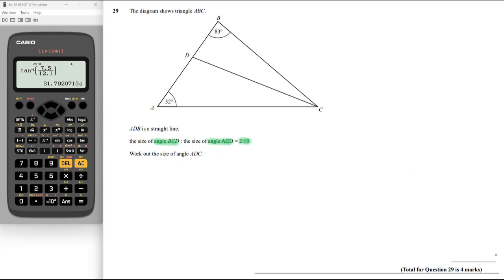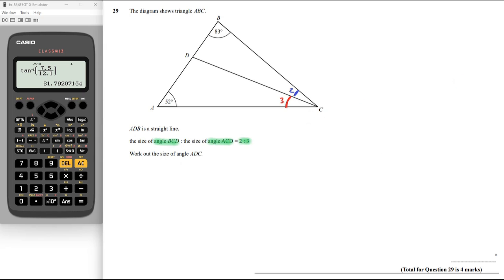So first of all, let's just have a look at what that means. So BCD, so this angle here, and angle ACD, so let's just do that in a different colour. Okay, so the ratio of these two angles is 2 to 3. So I'm just going to write that in here as a ratio. So that is 2 to 3, just to remind me.